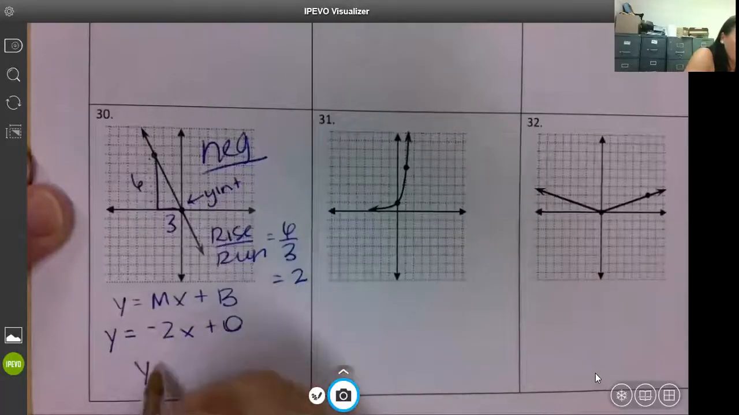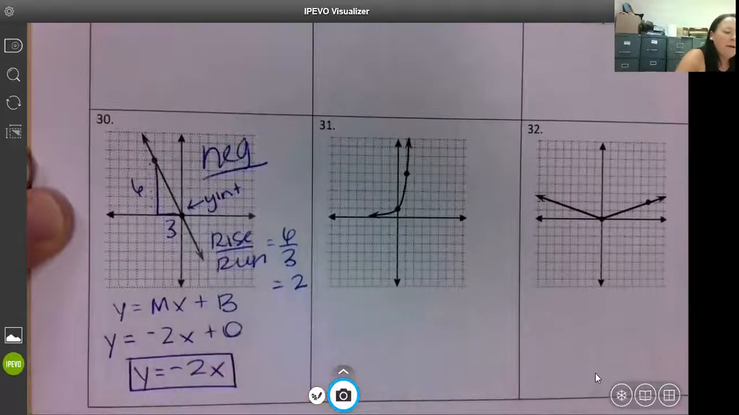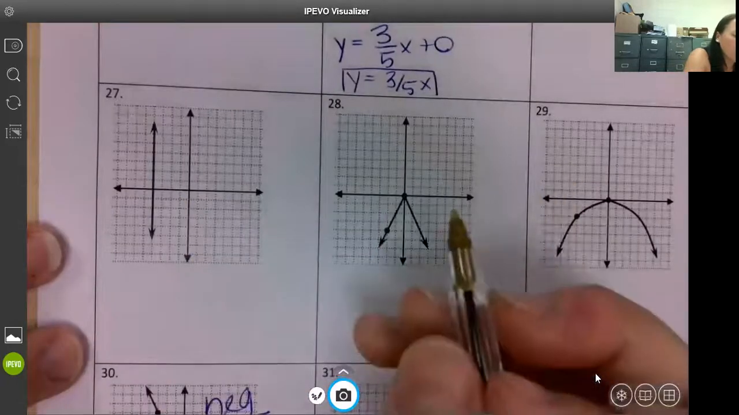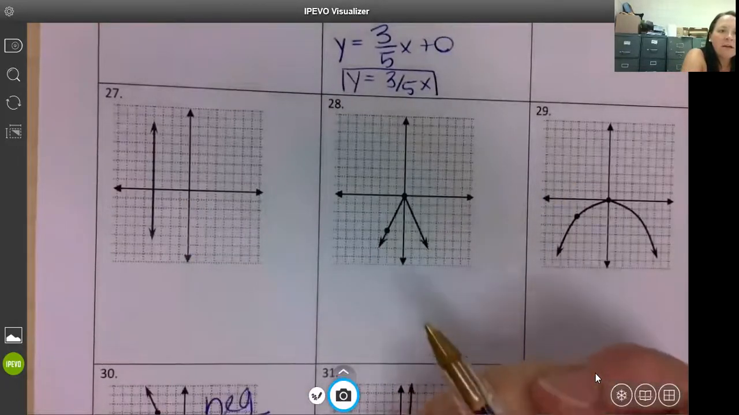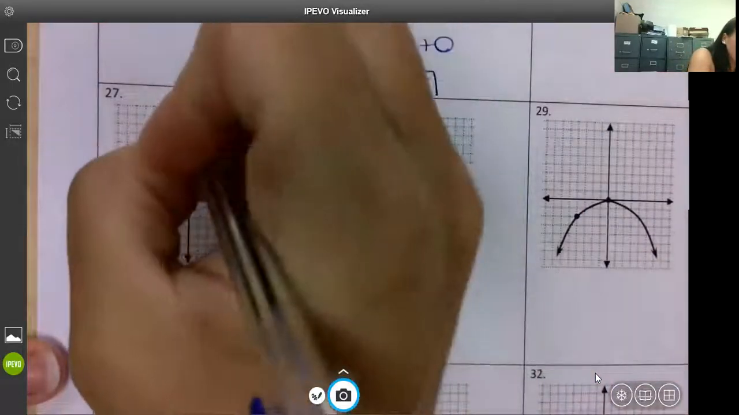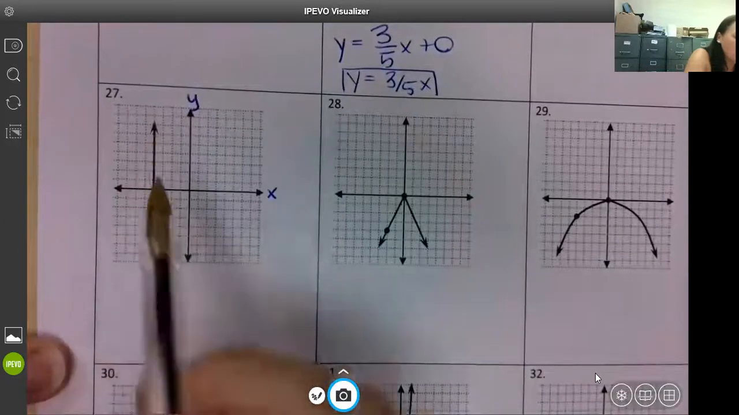So let's go back. Y equals negative 2x. All right, next one. This is a vertical line. We had trouble with this yesterday. All you do is look at what axis it goes through. Remember, this is your x-axis. This is your y-axis. This line cuts through this x-axis.